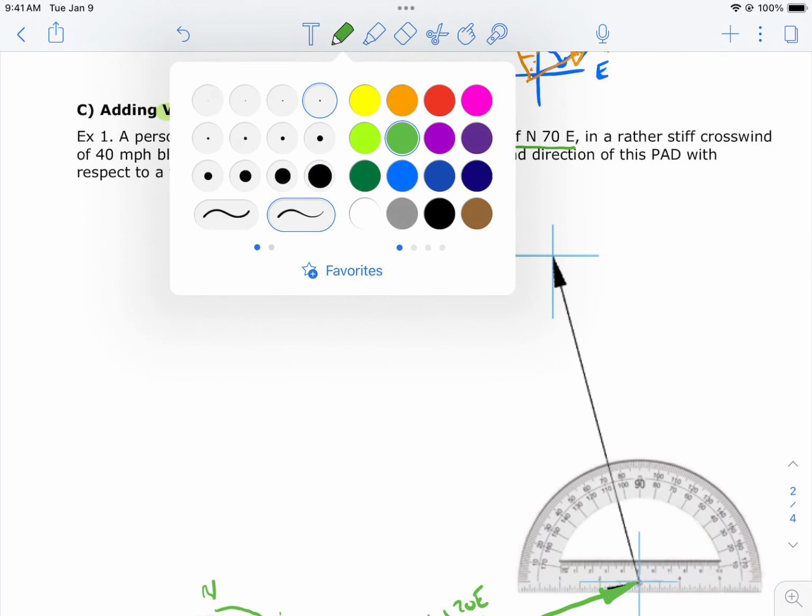By the way, this is sometimes called a resultant. So if you hear me use that word, that's all it really means, is when you add the two vectors together and get a result. Don't just call it a result. Call it a resultant.